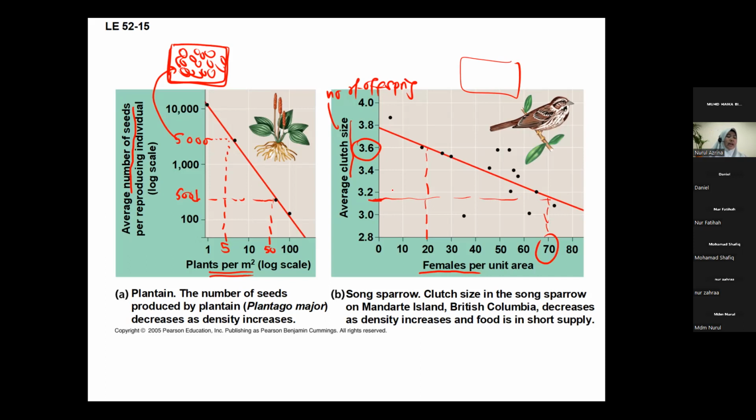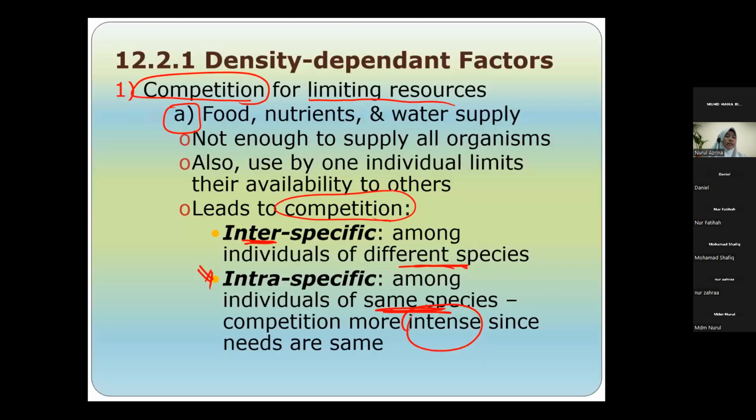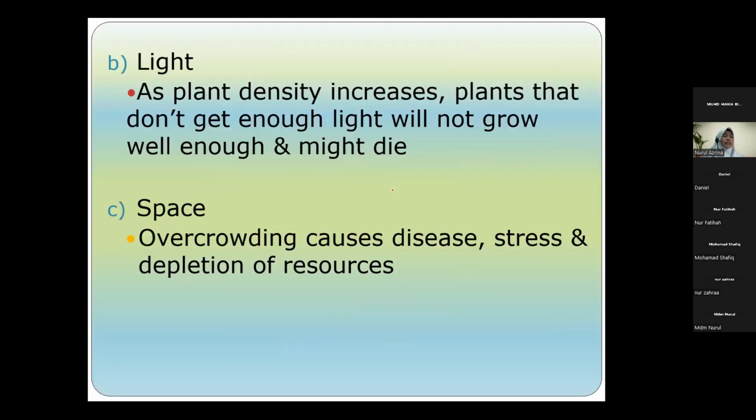Okay, number 2. Competition for limiting resources. Number 1 is food, nutrient, water. And number 2 is competition for light. As plant density increases, plants that do not get enough light will not grow enough and might die. So logic lah, competition for light. And space, overcrowding or high density population, right?